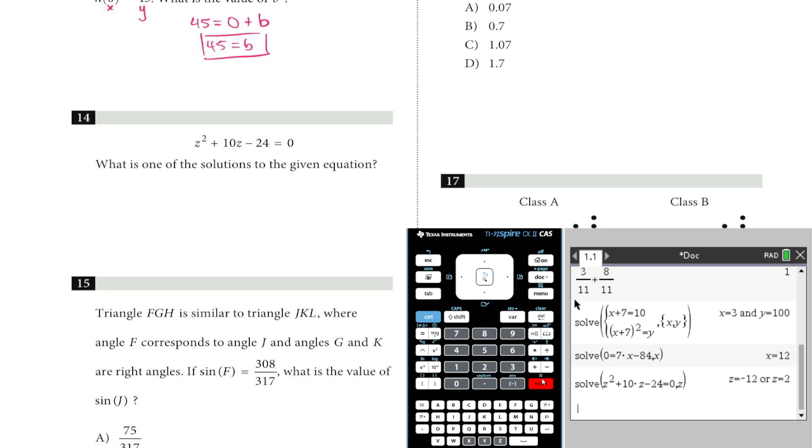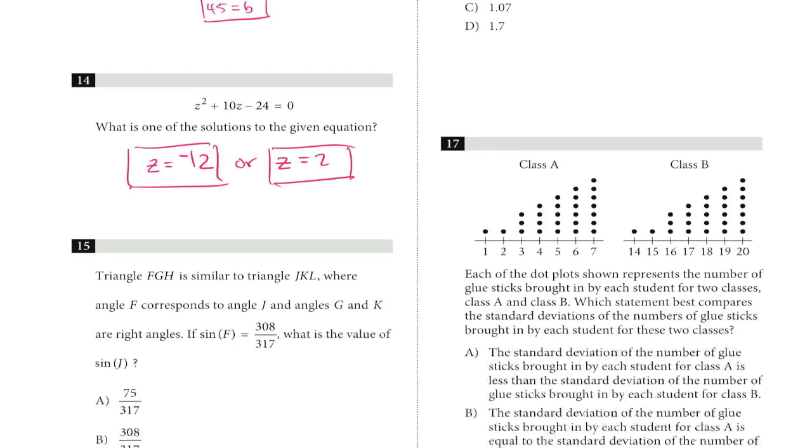If they ever say what is one of the solutions, you could actually put either solution. You could put -12 or you could put +2. You can bubble in either one, or type in either one, excuse me. Negative answers are allowed unless they say which of the following is the positive solution, and then they're being more specific. Here, either one would be correct.